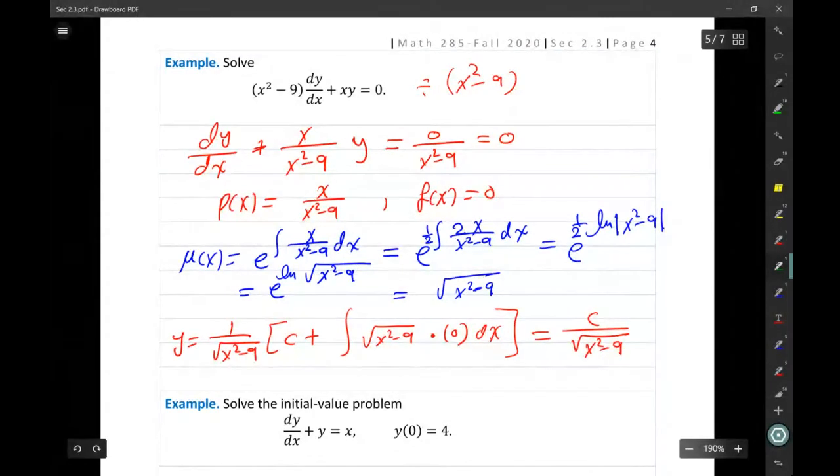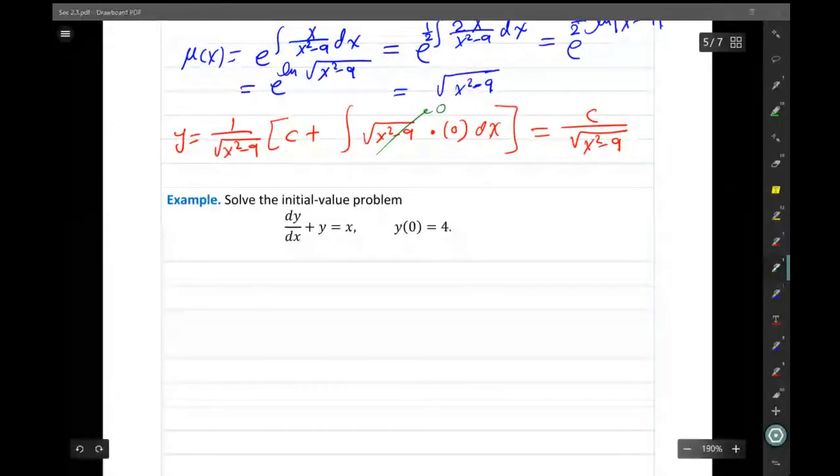Is it clear here? This is zero. The integral of zero is a constant, call it c1. c1 plus c is another constant c. Is this example clear?